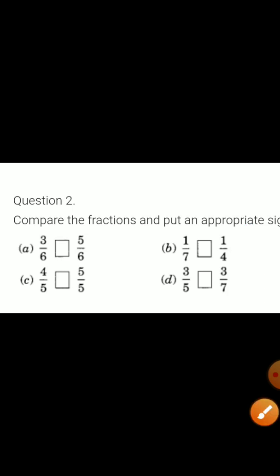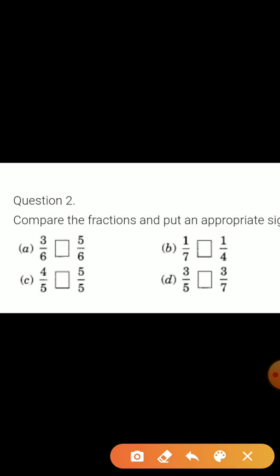To compare unlike fractions with the same numerator, we always compare the denominators. Smaller the denominator, greater the fraction. Now in these two fractions, denominator 4 is smaller than 7, right? Since 4 is less than 7, fraction 1 by 4 will be greater than 1 by 7, or 1 by 7 is less than 1 by 4.